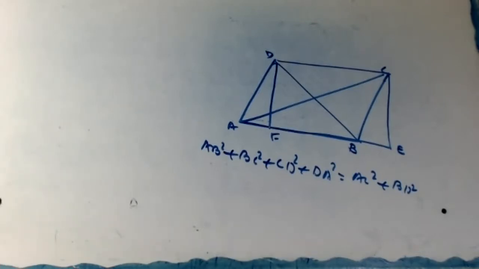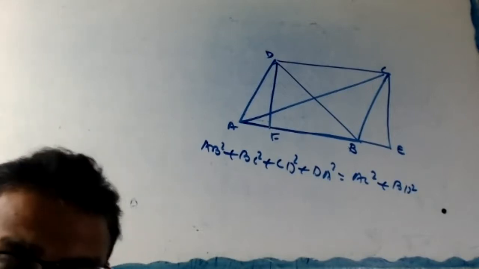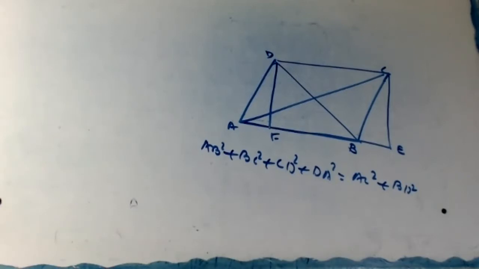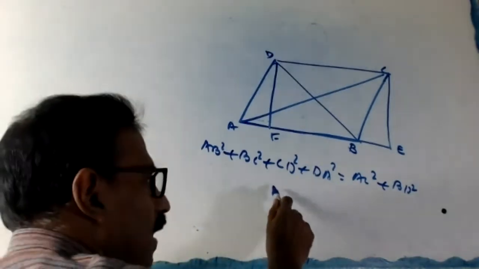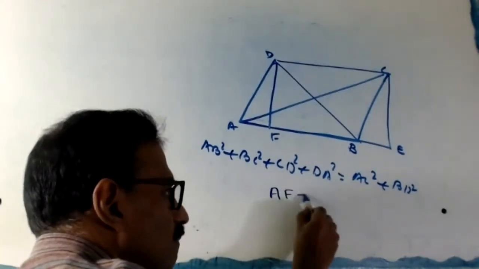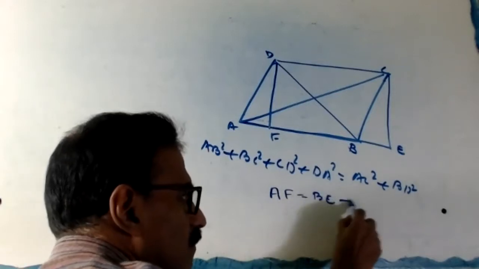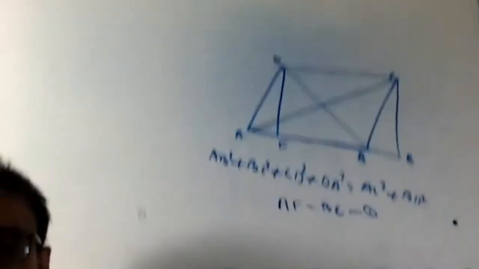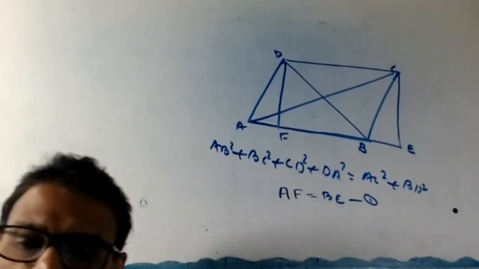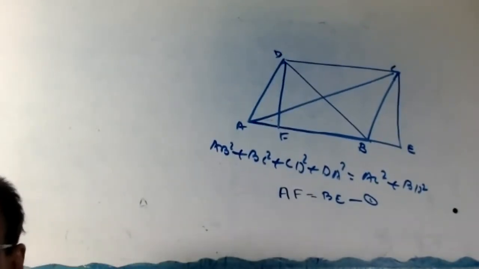Okay. Therefore, triangle AFD is congruent to triangle BEC by RHS congruency. Hence, AF equal to BE. We call it number 1. Okay, is this clear or not? Is everyone clear up to here? Then only we can proceed to the next step.